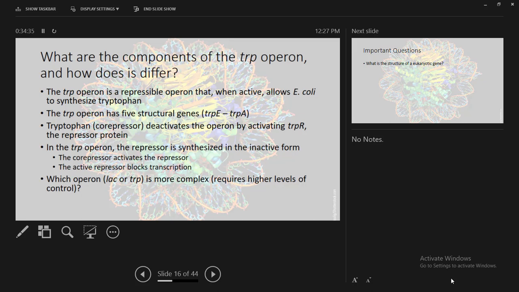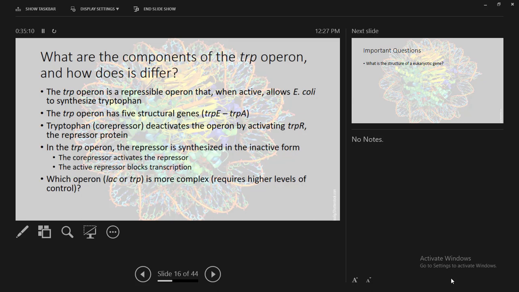They're really interesting. How do things like this just happen? And then, this tryptophan deactivates the operon by activating the repressor. In this one, the repressor is being synthesized, but it's being synthesized in inactive form. And so the tryptophan activates the repressor, and then that repressor can block the transcription.